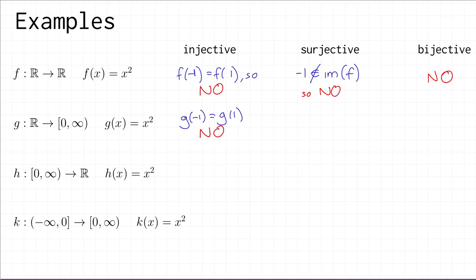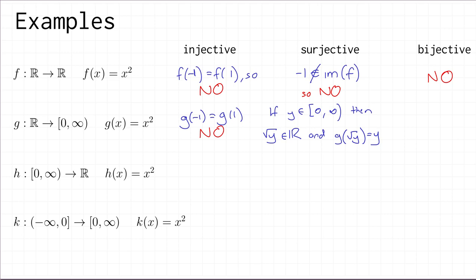On the other hand, this time g is surjective, because if you've got an element of the codomain of g, then it is a non-negative real number, so it's got a square root. So let's write this down. If y is in [0, infinity), then root y is a genuine real number, and g of root y is equal to y again. Okay, this only works because y was a non-negative real number.